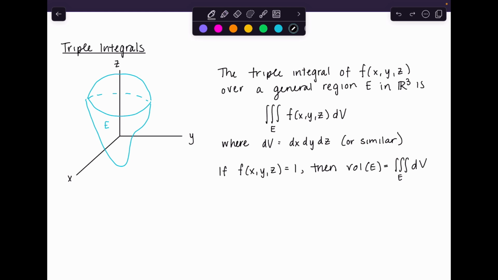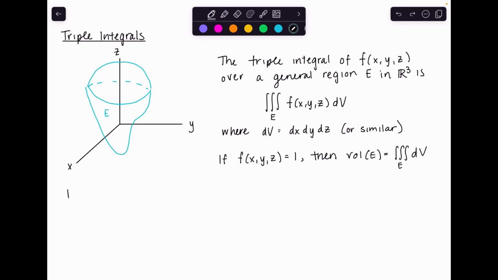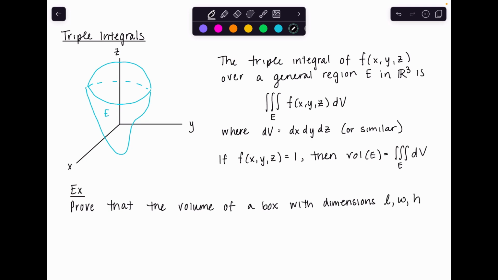Okay. So let's start with a nice example. Using triple integrals, we're going to prove that the volume of a box with dimensions L, W, and H is our standard volume: length times width times height.